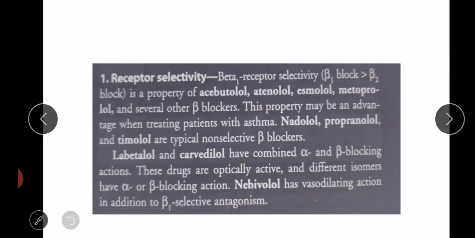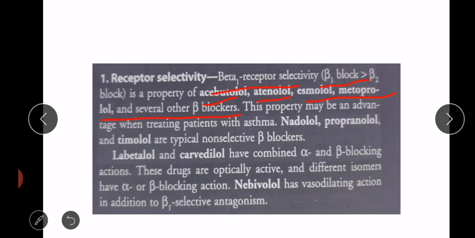1. Receptor selectivity. Beta 1 receptor selectivity, that is, the drugs that block beta 1 receptors more than beta 2 receptors, is the property of which drugs? Acebutolol, atenolol, esmolol, metoprolol, and several other beta blockers like bisoprolol. What is the advantage of this property?